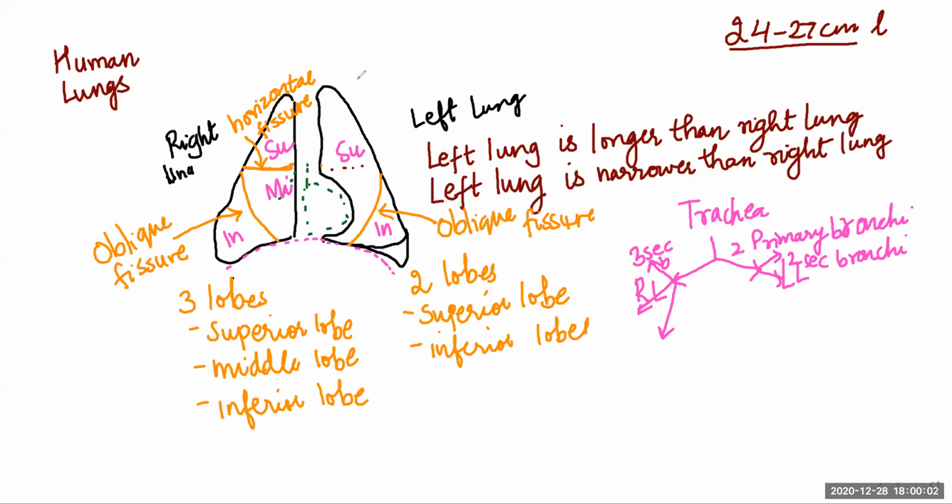So this is about the lungs. The right and the left lung, pleura, the three lobes, fissures. The right lung is broader and shorter than the left lung. The left lung is narrower due to the presence of the cardiac notch, but it is longer.